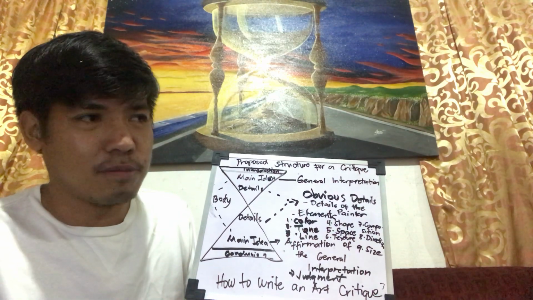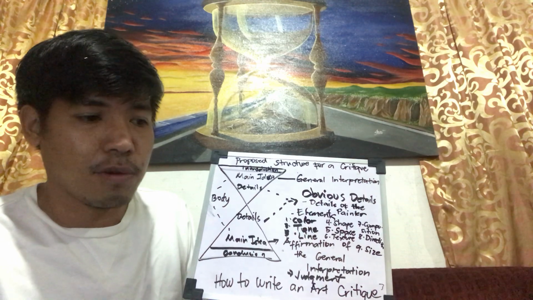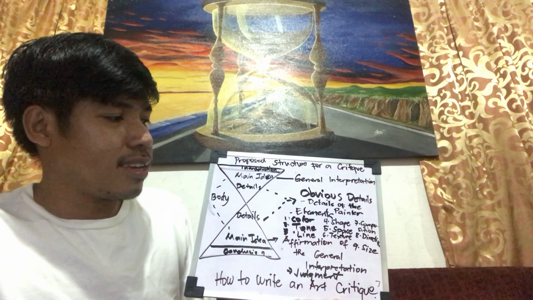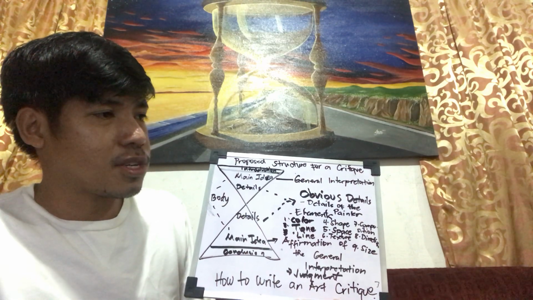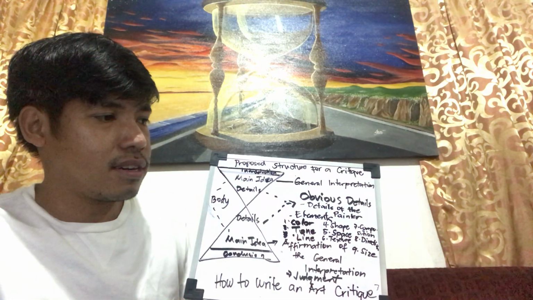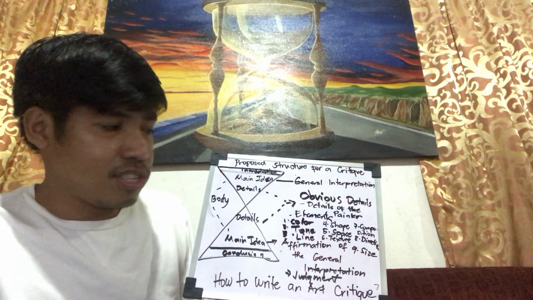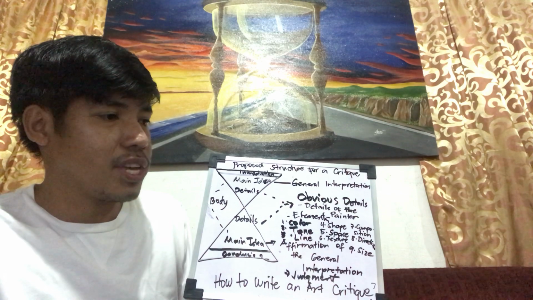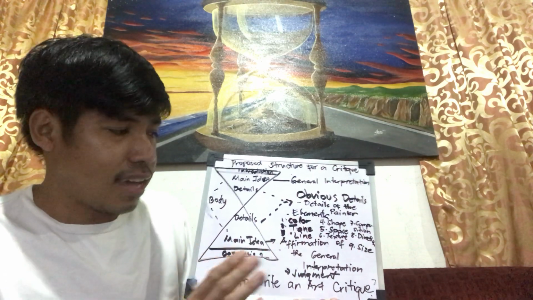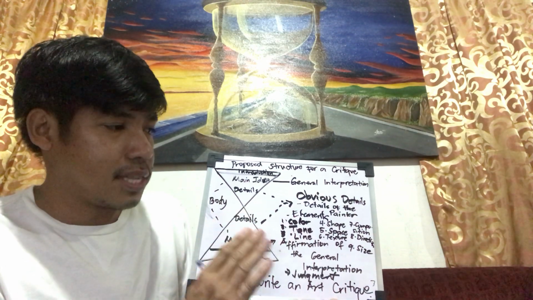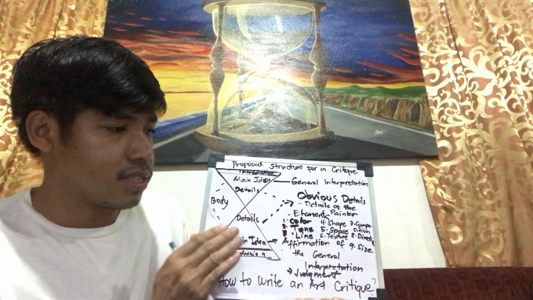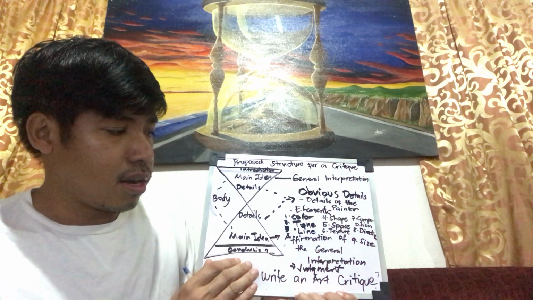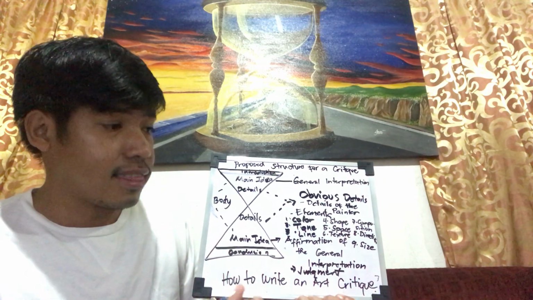So it's not really obvious. I think that's the most difficult because it requires a deeper understanding. But for the two triangle, I think this can be one of the better presentations for a critique, especially for an art, because you're going to present again the main idea, the general interpretation first, then you are going to discuss the body, the details, and then have the affirmation, the next part of the main idea at the end.